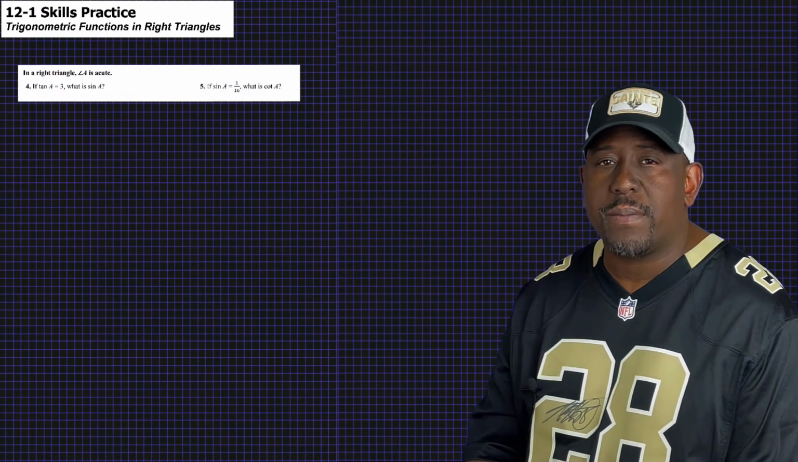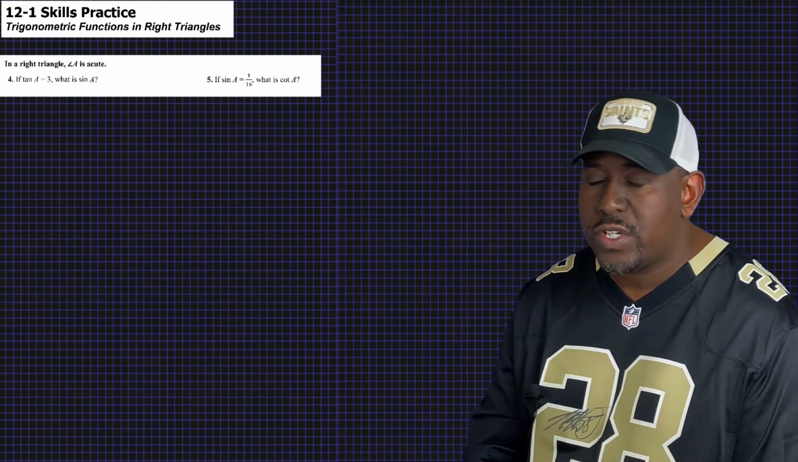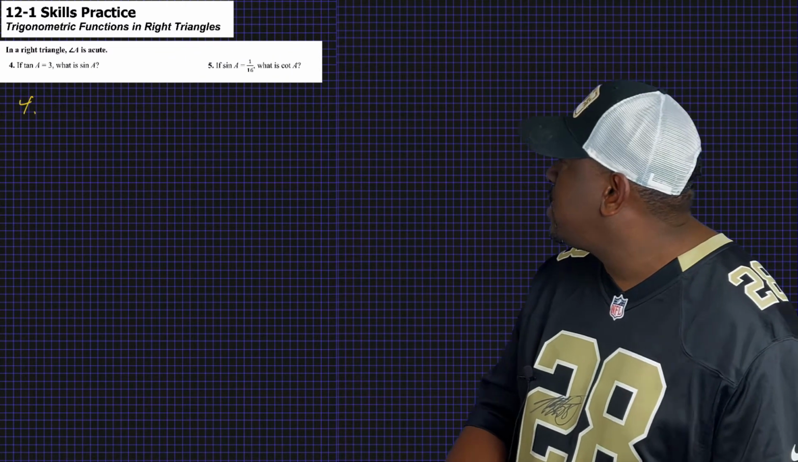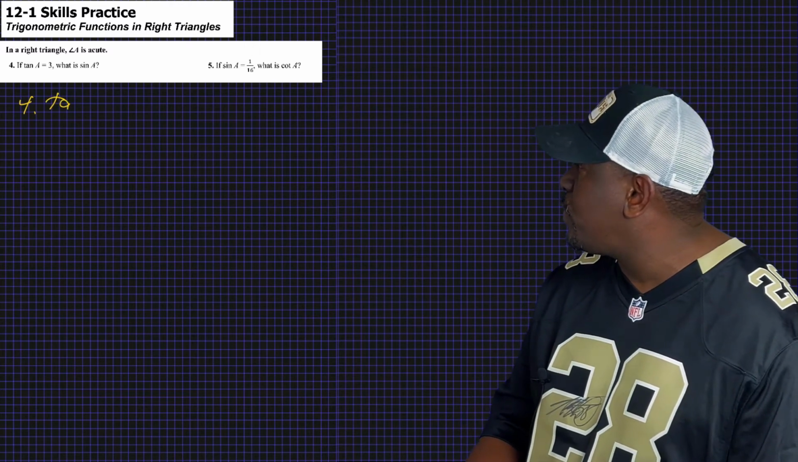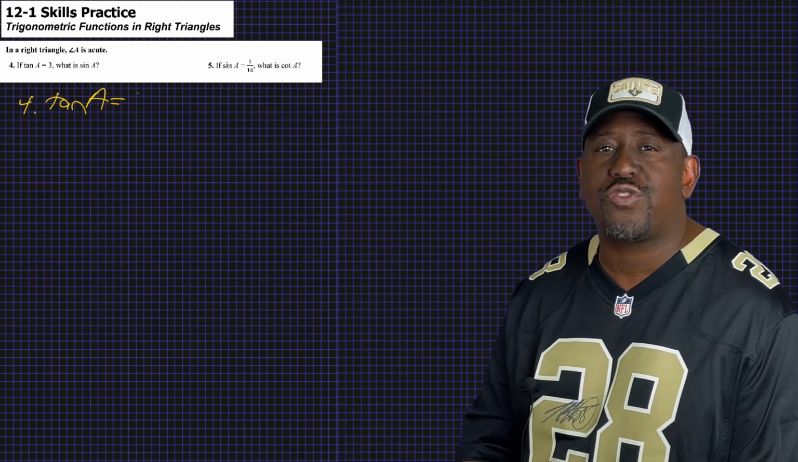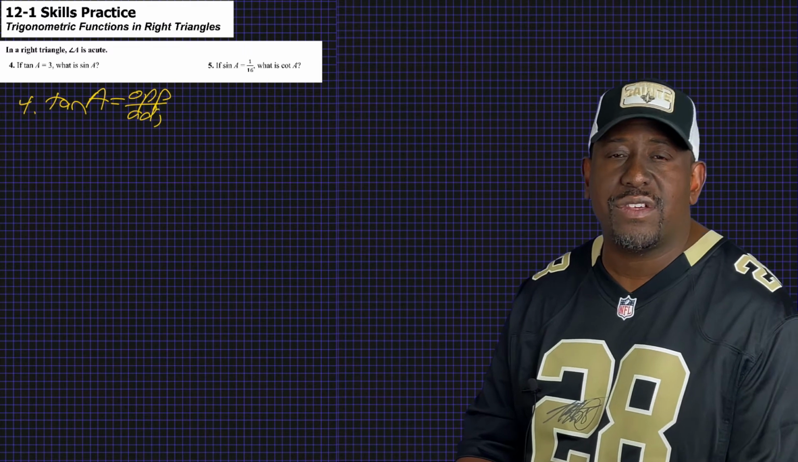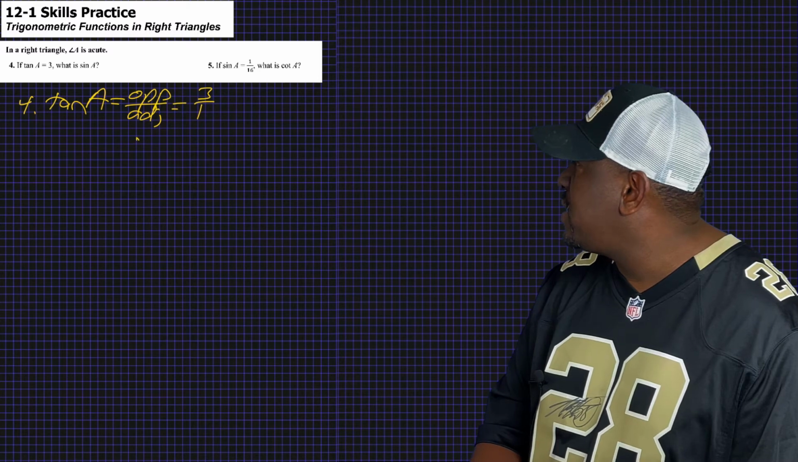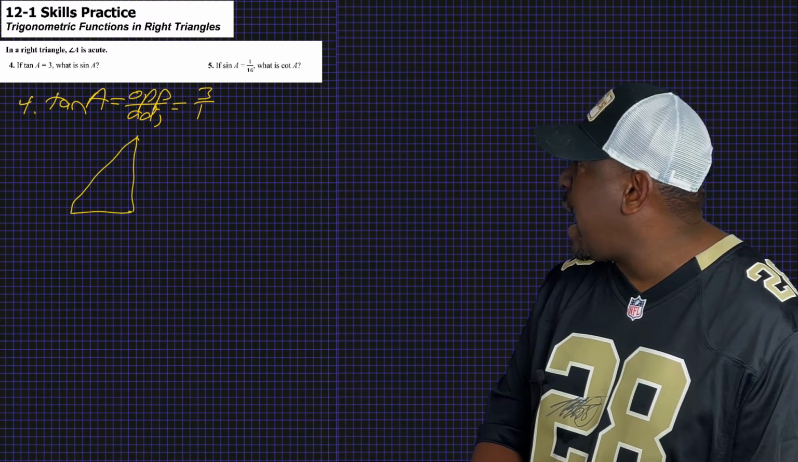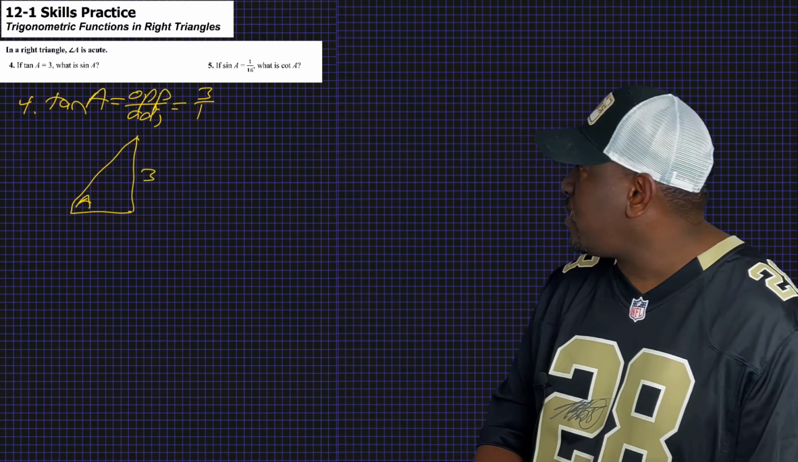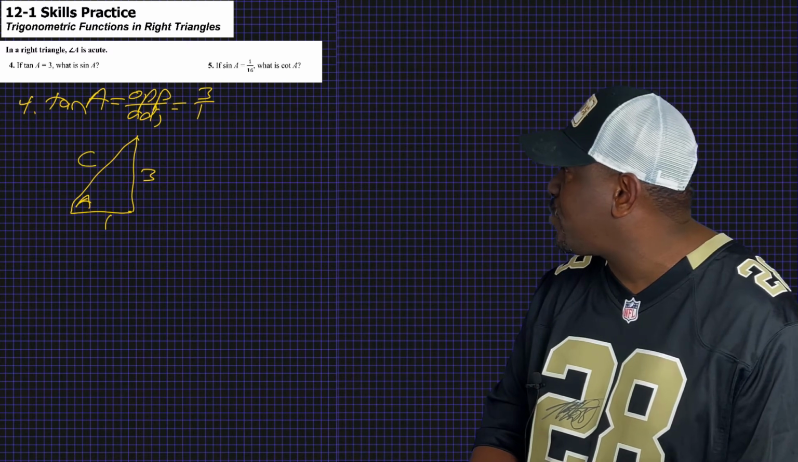So now we're going to do some problems that take into practice the rules of trigonometric functions. Problem reads, in a right triangle, angle A is acute. So we're going to do number 4 that states, if tangent A is 3, what is sine of A? So we know tangent of A, the formula is opposite over adjacent. So if tangent A is 3, we can put the opposite is 3 over 1, because 3 over 1 gives you 3. So we're going to make the opposite side 3 and the adjacent side 1.